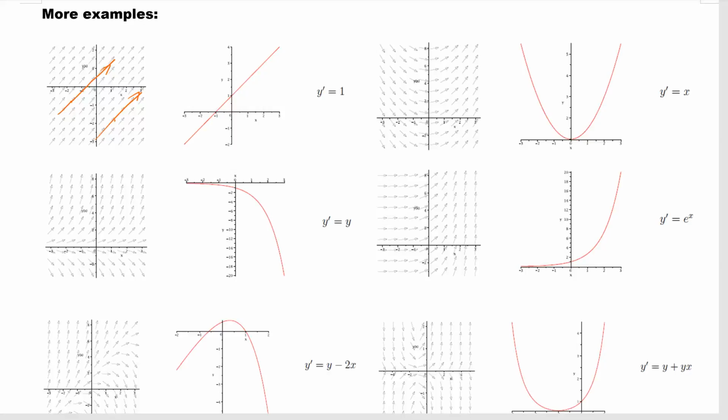Next one, if my initial point is here, then follow the arrows. It looks like that, right? How about if it's here? Oh, then it follows this path. So that's why we get a parabola. Okay.